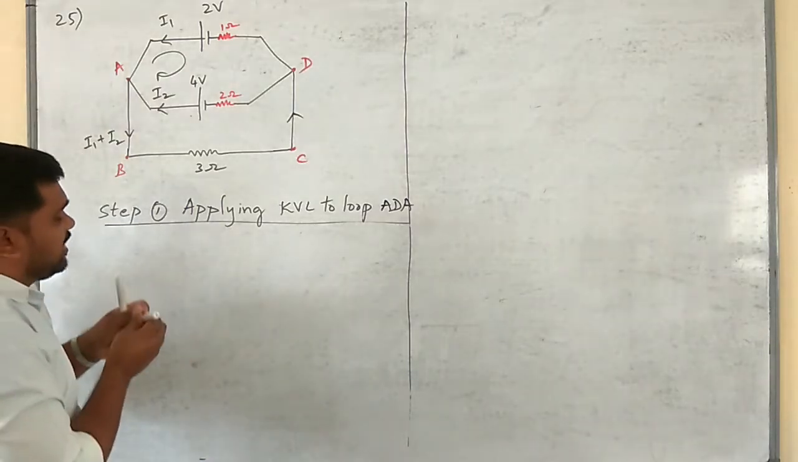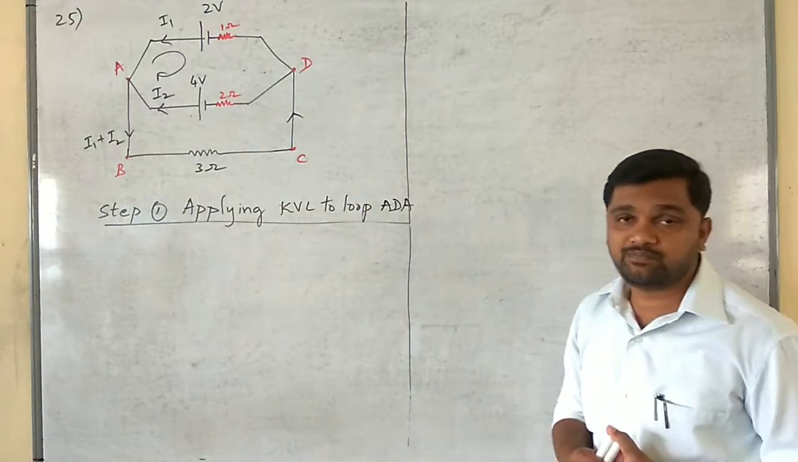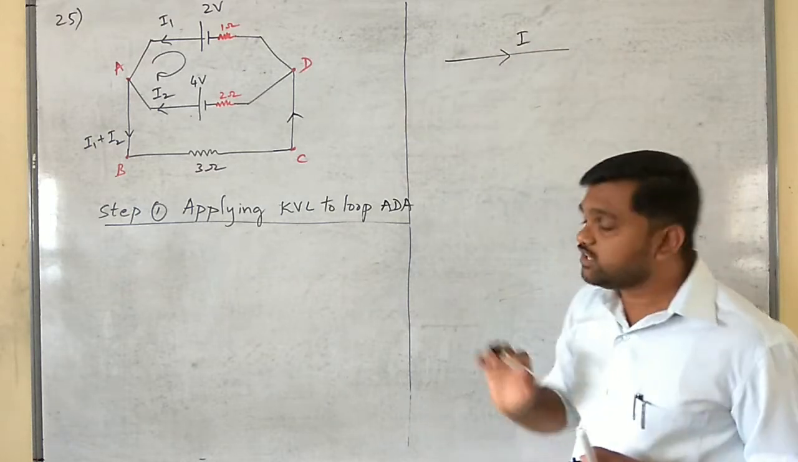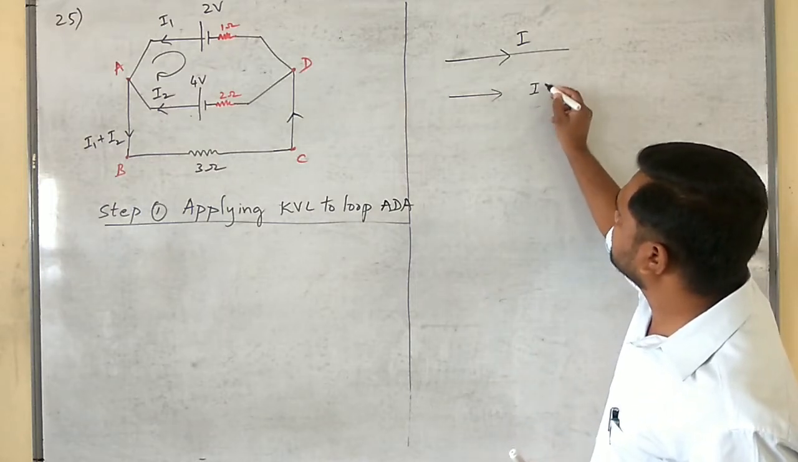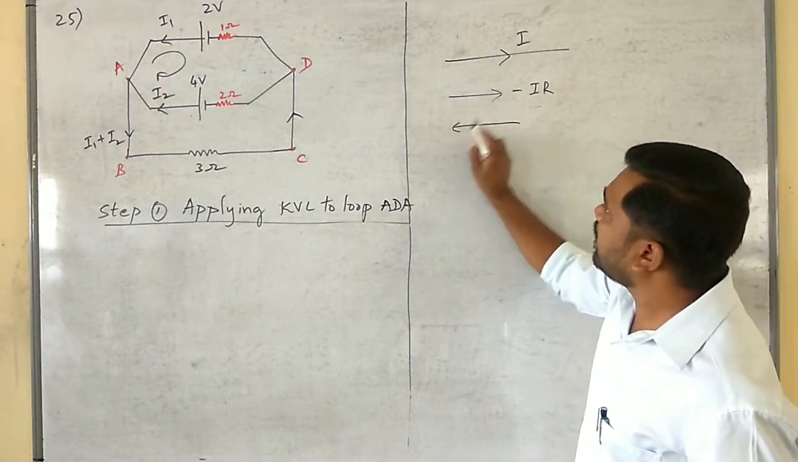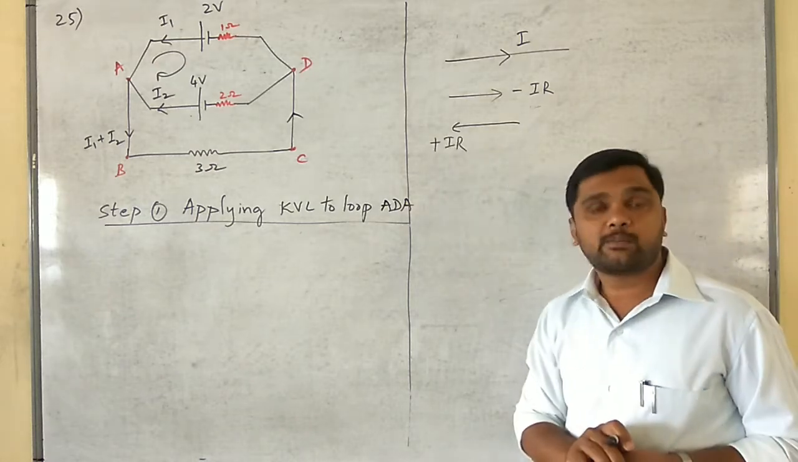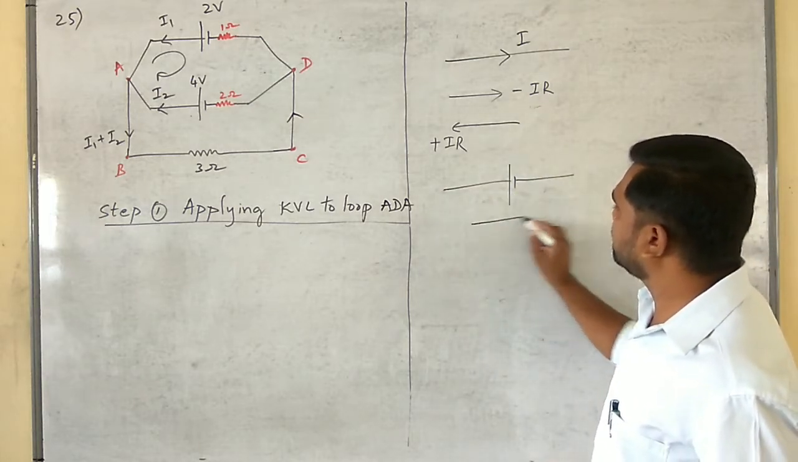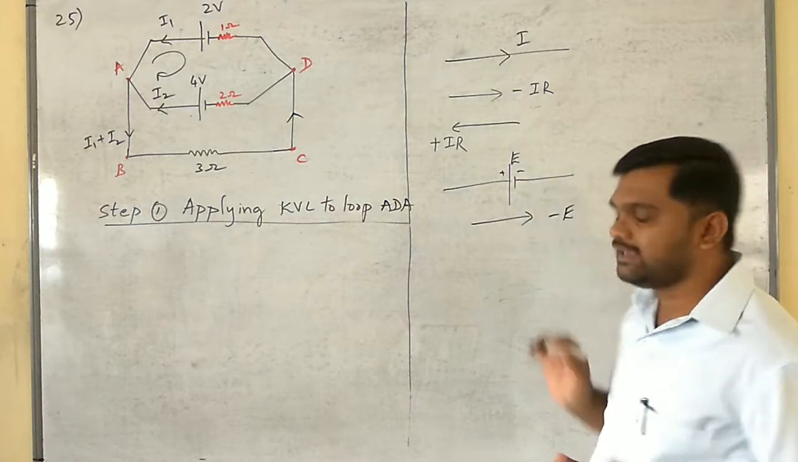Okay, so what are the sign conventions I have taught you while applying the KVL? See, if this is the direction of electric current, if one moves in the direction of electric current, then the product of current and resistance has to be taken as negative. If one moves in the direction opposite to the direction of current, then the product of current and resistance has to be taken as positive. Similarly, if one moves from positive to negative terminal of the battery, then its EMF has to be taken as negative.